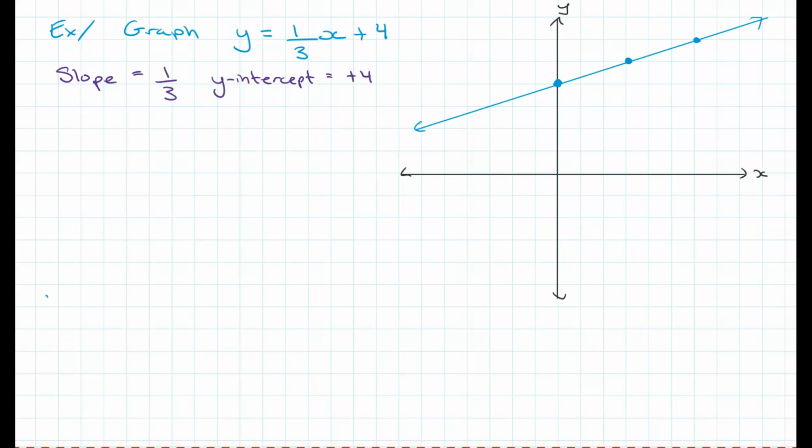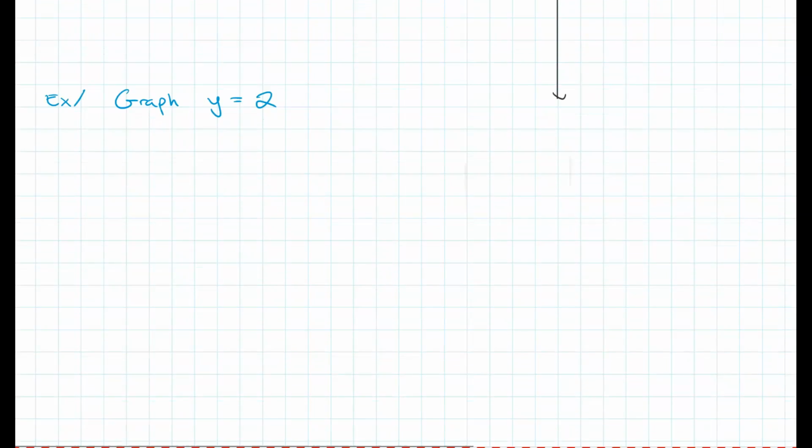And there we go. I've got a graph. Let's try one more tricky one. Graph y equals 2.